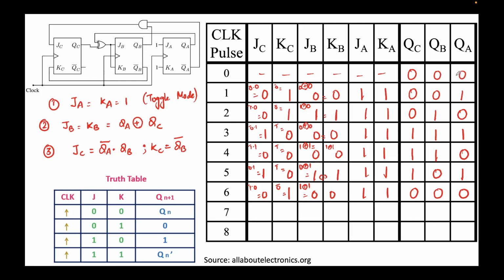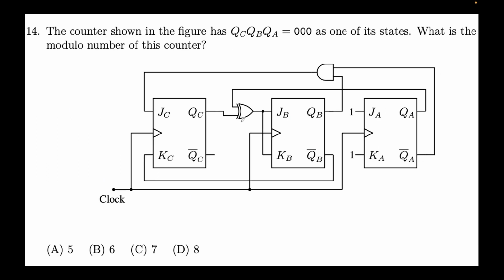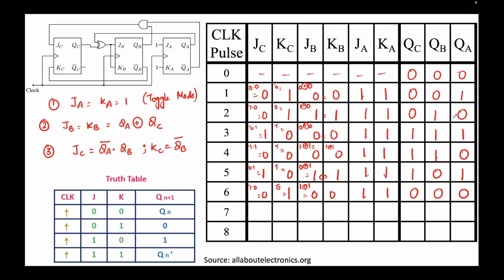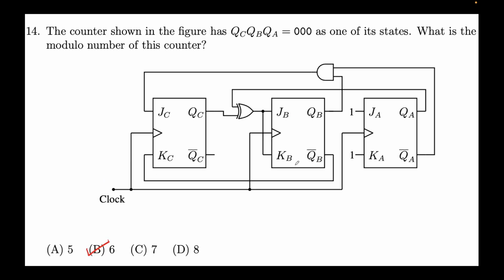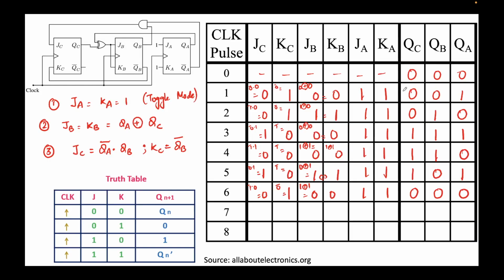So what that would mean is that the modulo for this is 6, because after 6 clock pulses we have reached the initial state. That's the definition. So for question 14, the answer would be B, 6. It's a modulo 6 counter. I told you why it counts: you convert this to decimal and you'll get some decimal number always. And modulo means when do you reach the original state. So original state we took as 0 0 0, and after 6 clock pulses we are reaching 0 0 0. Hence the modulo for this counter will be 6.